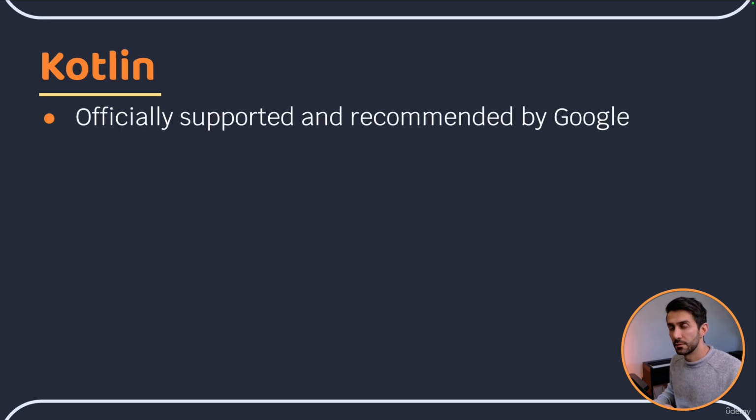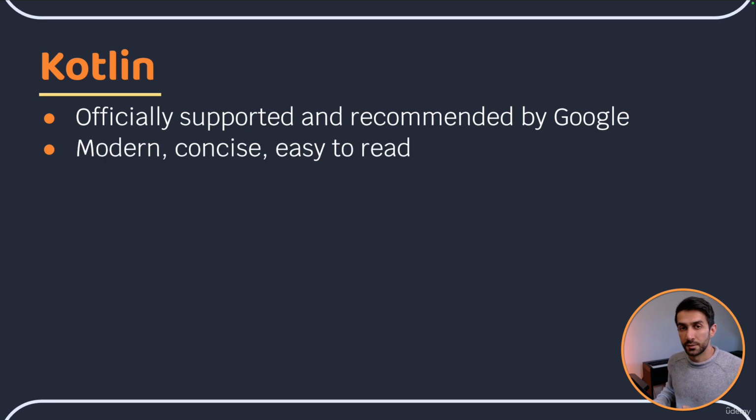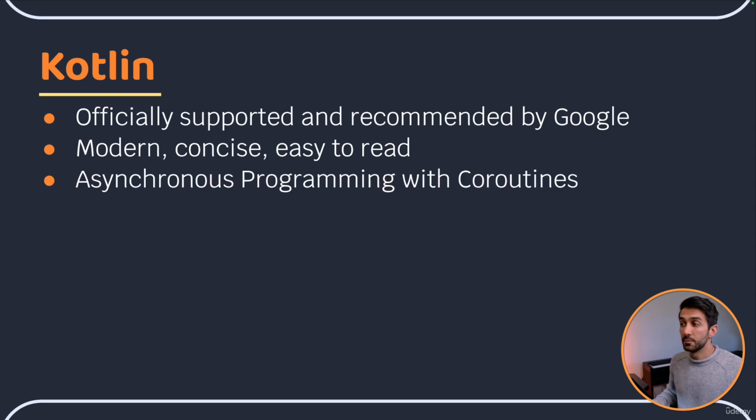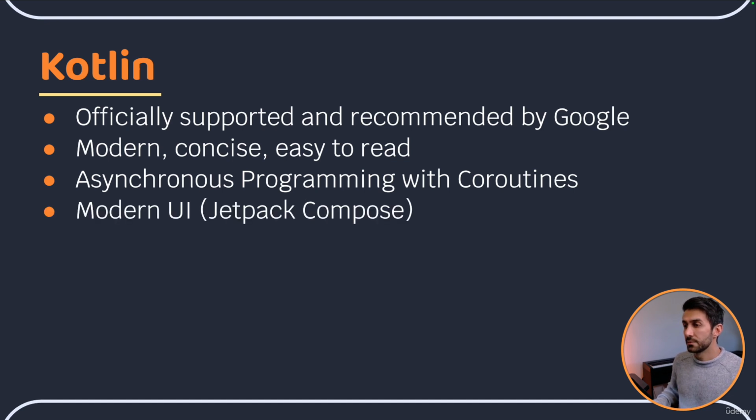First, it's supported officially and recommended by Google for some years. It's modern, more concise than Java, and just easy to read. And it comes with a very cool tool called coroutines that gives you the ability to do asynchronous programming in a very nice and easy way, which we will come back to later. And modern UI: the Jetpack components that we mentioned are something that only comes with Kotlin, but not with Java. With Java, you would need to use XML for the layouts for the UI of the screens.